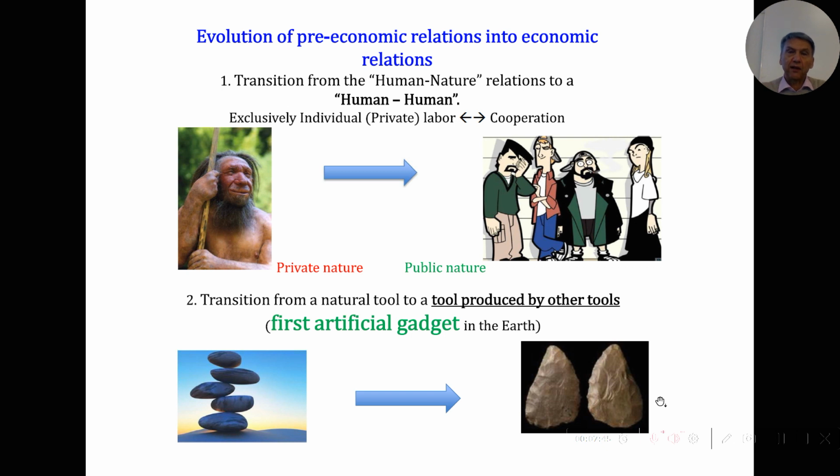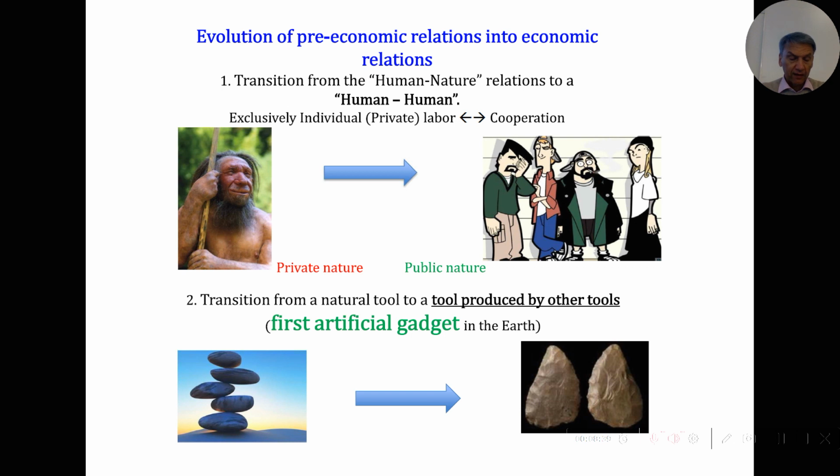Evolution of pre-economic relations into economic relations. It means, first, transition from human-nature relations to human-human relations, so from exclusively individual private labor to cooperation. In political economy, we use the term nature, but it is not the nature around us, and it is not the well-known magazine in which everybody wants to publish an article. It's not that nature. Nature in political economy means a characteristic of the concept, so private nature or public nature.